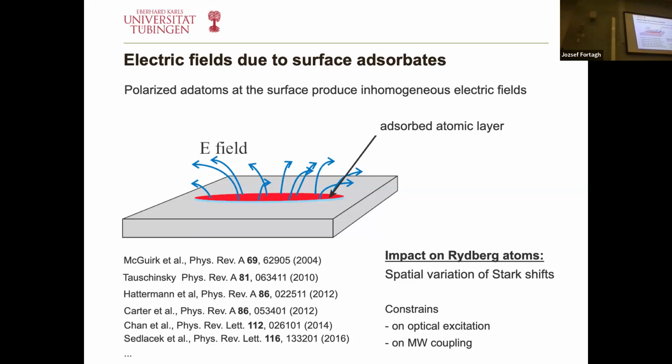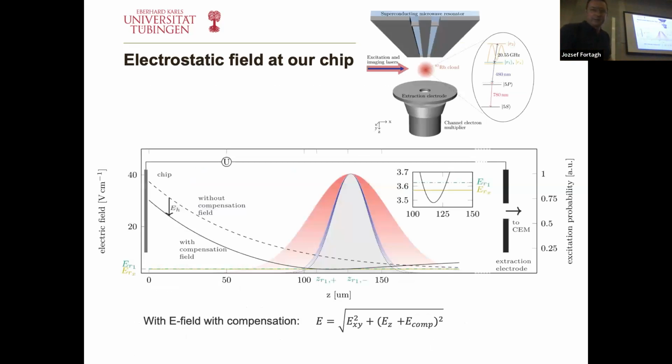So this has constraints on the optical excitation of Rydberg states. Depending on the surface-atom separation, we need a different laser frequency to excite a particular Rydberg state, and it still has constraints on the coupling to the microwave. Look at the particular situation on our chip. I take the chip. This chip surface is now partially covered with rubidium.